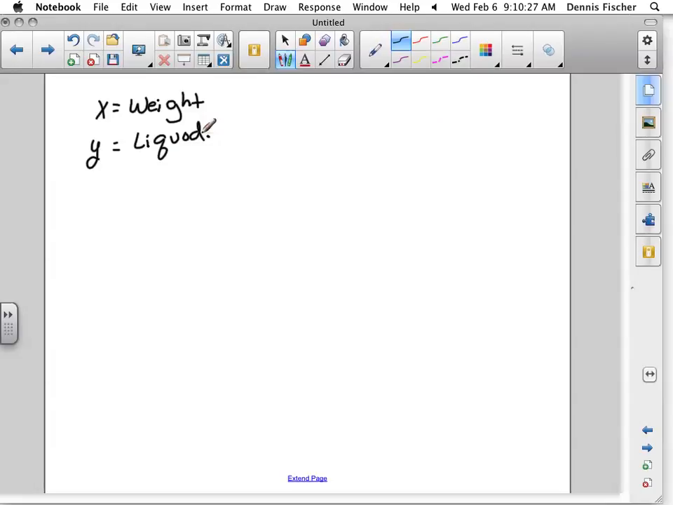And I didn't spell that right. Or you could go the other way: x is liquid, y is weight. It doesn't matter. Your equations will be a little different, but you should get the same answer as you go through.